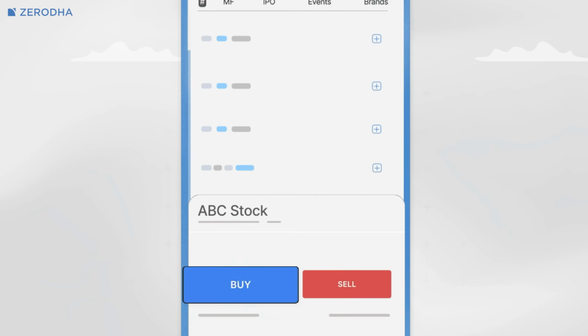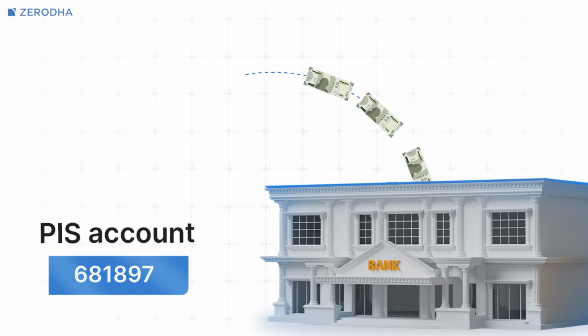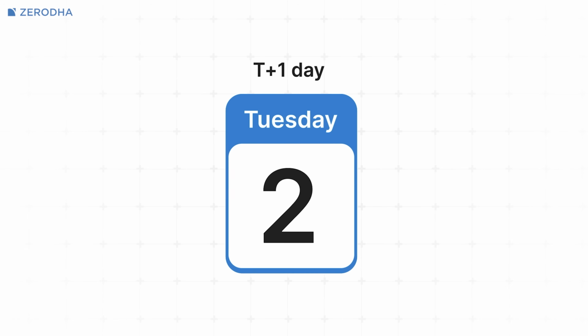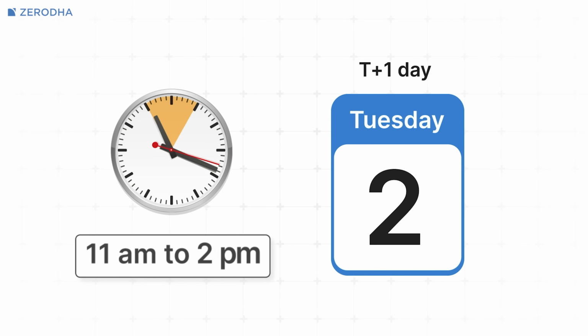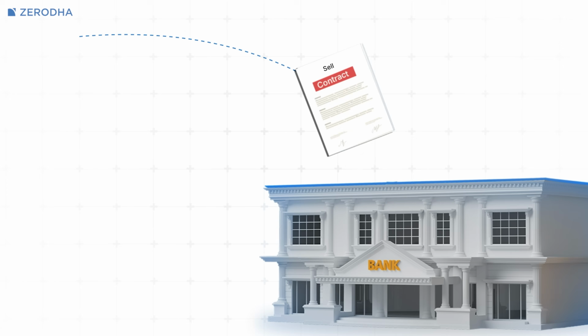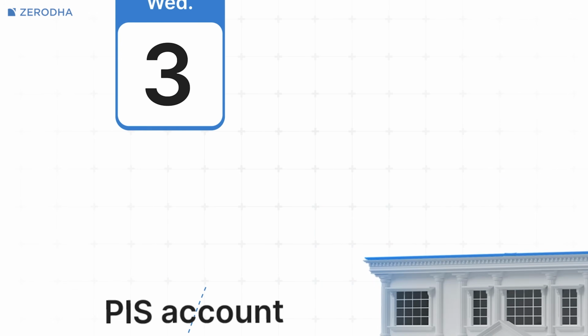Now, understanding how your trade settles is very important here. Let me start with PIS settlement. See, when you buy stocks, Zerodha sends a buy contract to your bank at the end of T-day. The bank debits your PIS account and credits Zerodha on the next working day, which in this case is T+1 day between 11 AM and 2 PM Indian Standard Time. When you sell stocks, Zerodha sends a sell contract to your bank at the end of T-day. The bank calculates the TDS and credits your PIS savings account on T+1 day.